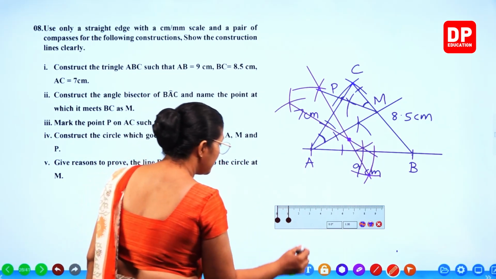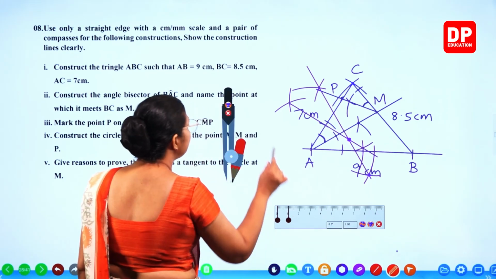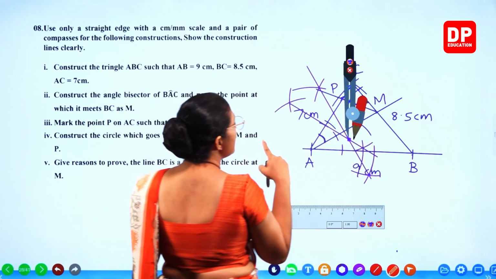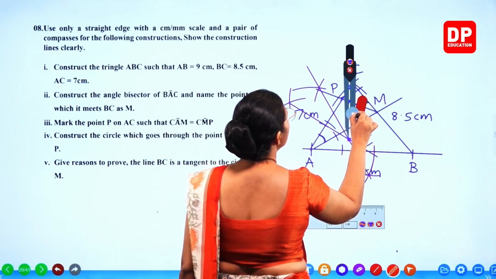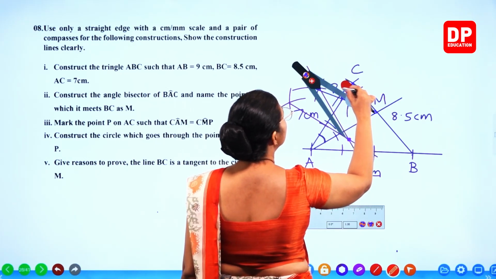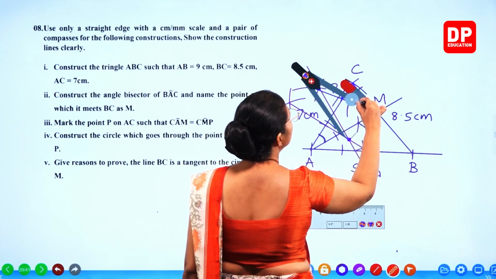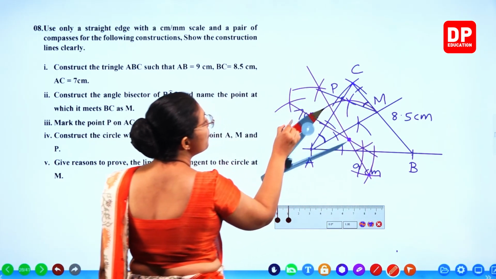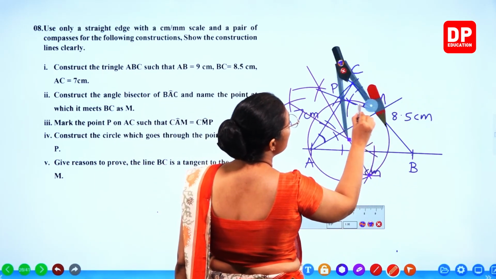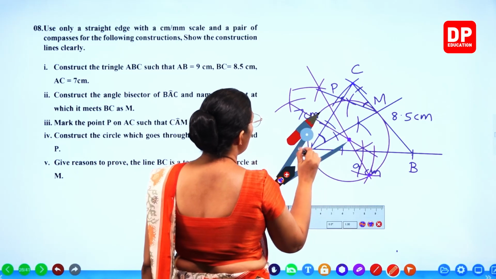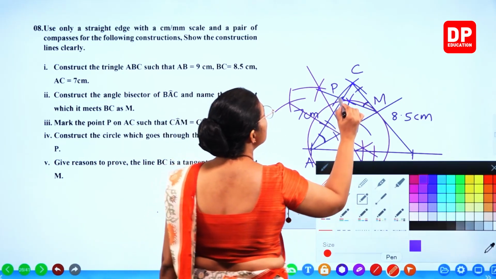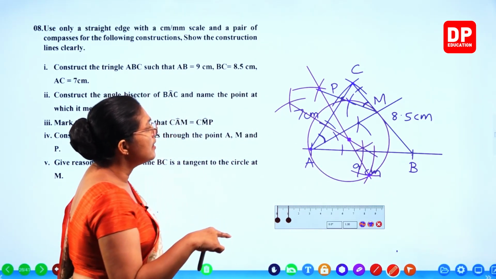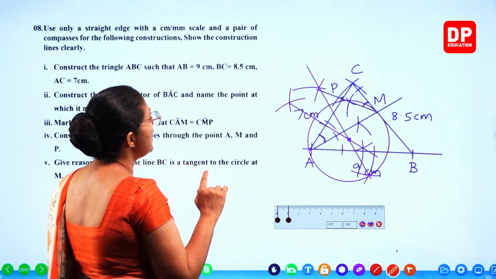You can take the radius as this point to any point. You can take A, M or P. So let's take M. So when you are drawing the circle, it should pass through P, A and M. A small mistake is there here. It should pass through P and A. So that's called the circumcircle of triangle APM.